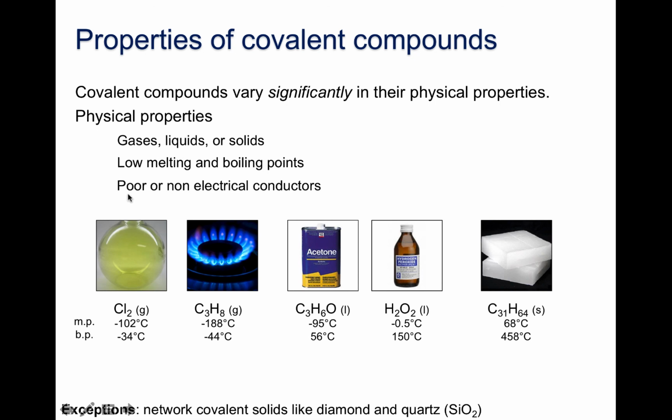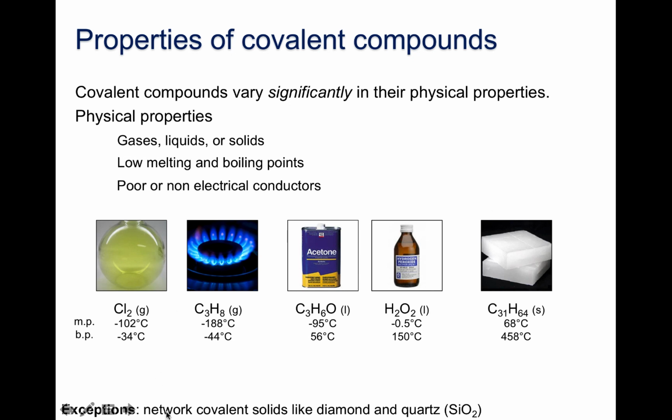For the most part, covalent compounds tend to be poor or non-electrical conductors. We did come up with some examples of covalent compounds that are weak electrolytes, but when you consider covalent compounds overall, there are very few examples that are electrolytes. So in general, poor or non-conductors. And so here are several different examples. We've got gases like chlorine gas or propane gas. We've got liquid examples like acetone or hydrogen peroxide, and solid examples like waxes and fats.